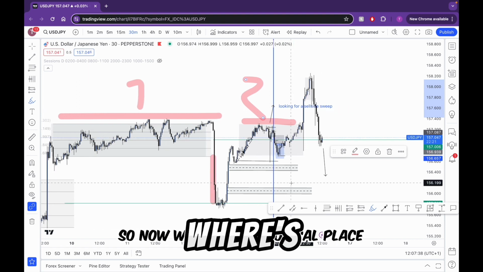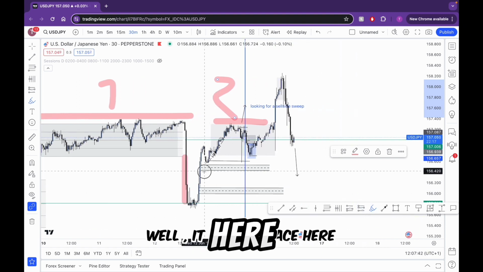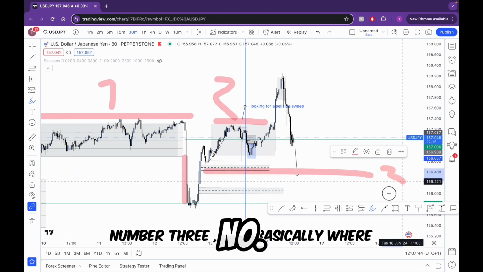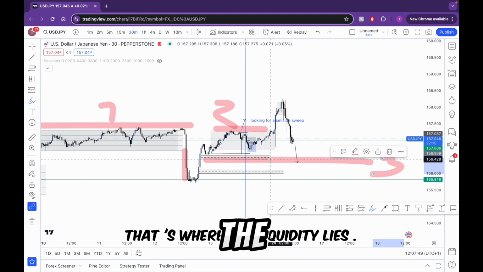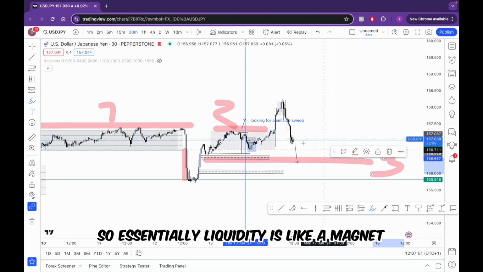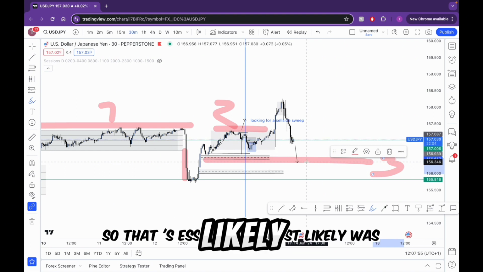Okay, so now where's the logical place where there are no orders taken? Well, it's this place here. This is the place. So number 3 is basically where no orders have been taken. Okay, that's where the liquidity lies. So essentially liquidity is like a magnet for the price. Okay, so that's essentially most likely what's going to happen.